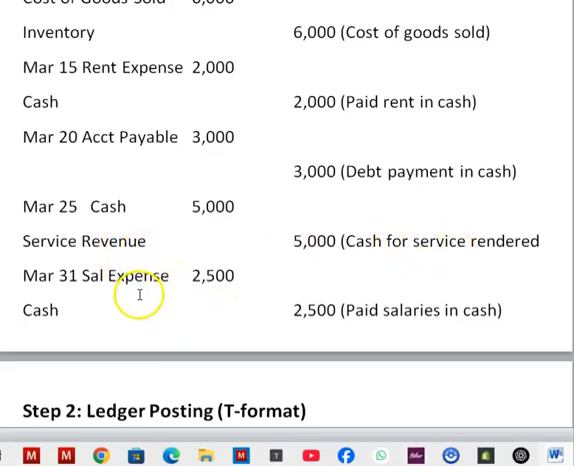And then finally, on the 31st, 2,500 worth of salary was paid. So the owner paid his or her staff, and we have the salary account and the cash account. So the salary is debited, it's an expense, and then cash is credited. So we have seen the step-by-step way of making the journal.